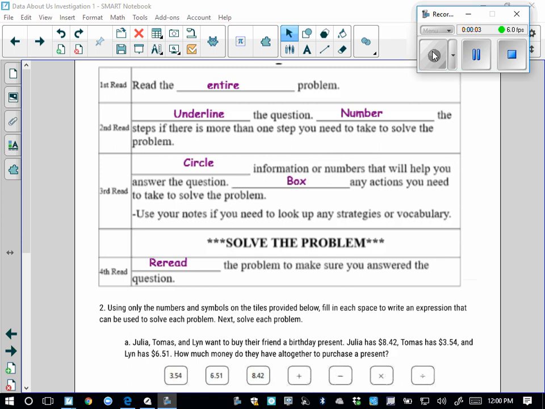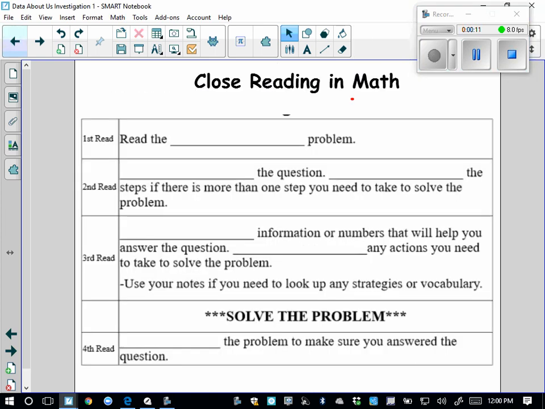This is a video just reviewing our close reading strategies that we talked about today in class. In class, we started with this warm-up where we're just looking at different ways to solve a word problem. And you should read the problem more than one time. For example, the first time you just want to read the entire problem.